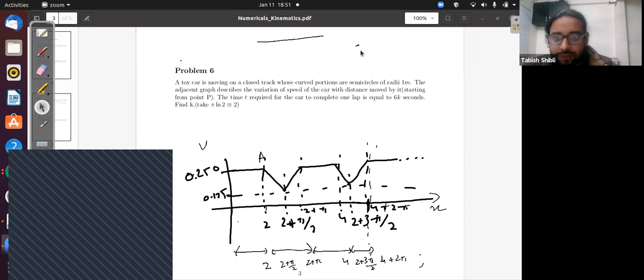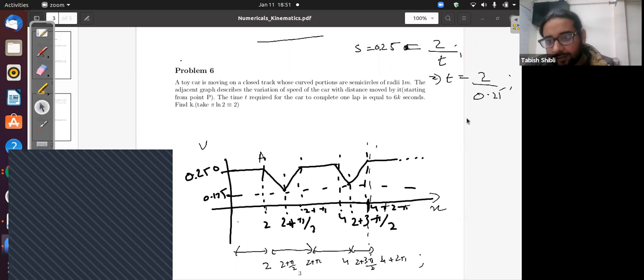Well, that's speed, which is equal to 0.25, speed is equal to distance upon time. What is distance? Distance is 2, divided by t. So this implies t is just 2 by 0.25, which is nothing but 8 seconds. So it will take you 8 seconds to reach A.